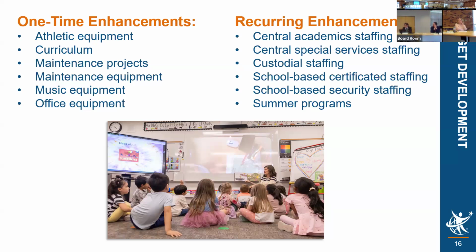On the one-time enhancements, I put maintenance projects as 1, maintenance equipment as 2, curriculum 3, music equipment 4, office equipment 5, and athletic equipment 6. I think with office equipment and athletic equipment, I just don't see it being a huge need. It doesn't strike me as something that, if we were to suddenly have a big pot of money, we would want to go out and spend it on athletic equipment or office equipment. But I do definitely see a really solid argument for why we need to put that into maintenance projects, and especially maintenance equipment that could possibly help us save money in the future. Thank you. Robert?